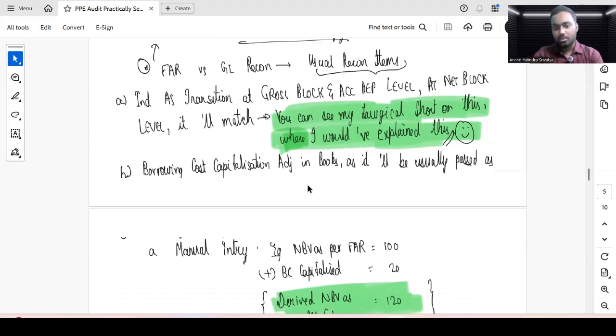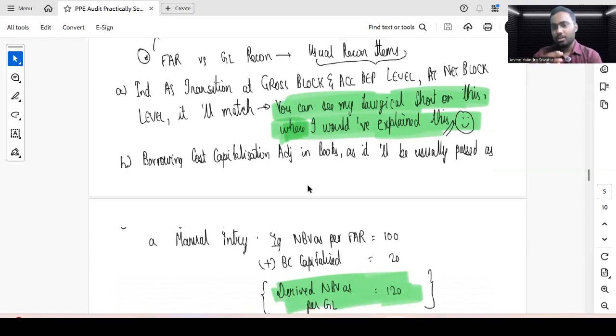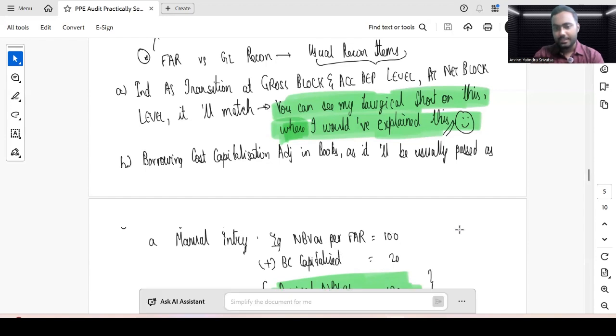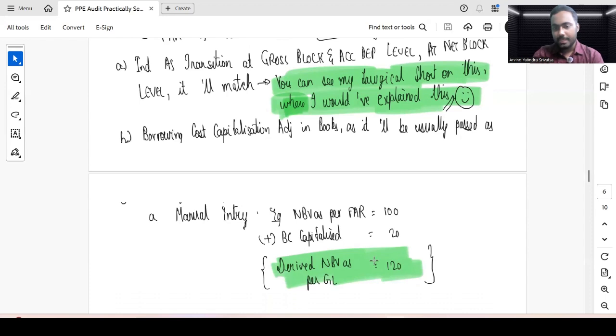In such a scenario, since your FAR is an automated report, your FAR wouldn't have this component of borrowing cost. However, this would be present in your GL. So I've taken an example here to explain this. Let's say your net book value as per your FAR is 100. Let's say the borrowing cost capitalized is 20. So your GL should be higher, at 120.